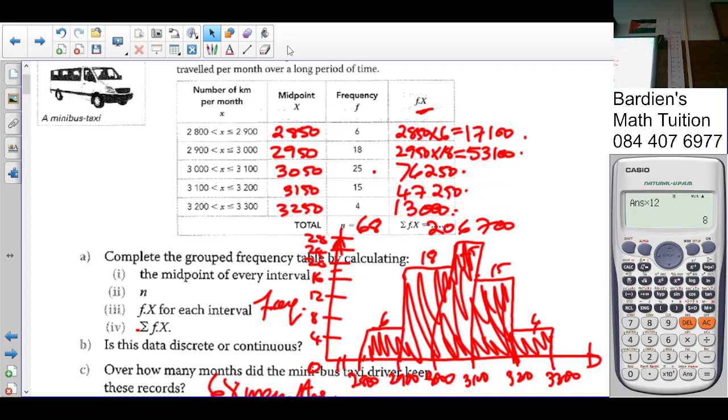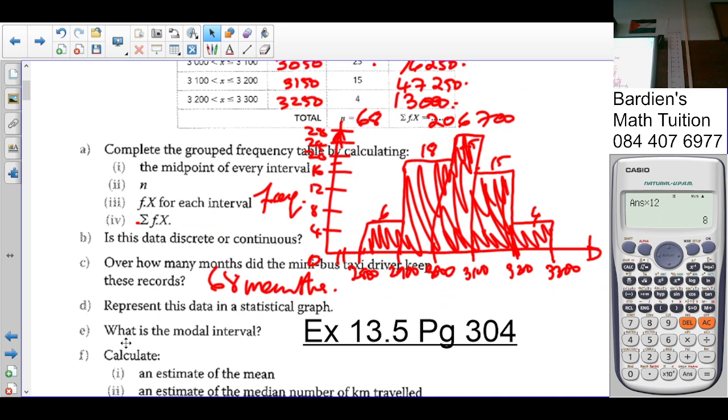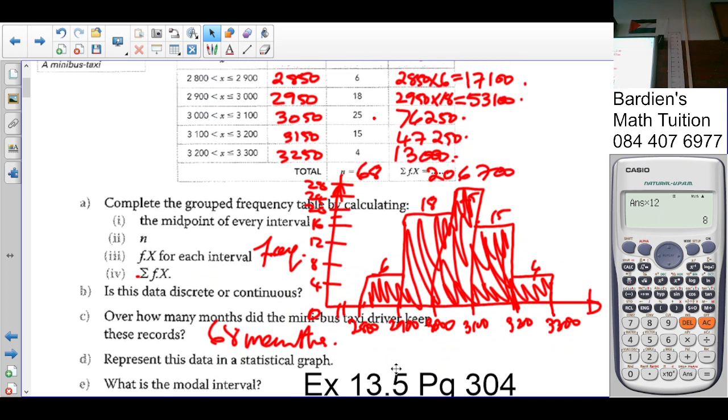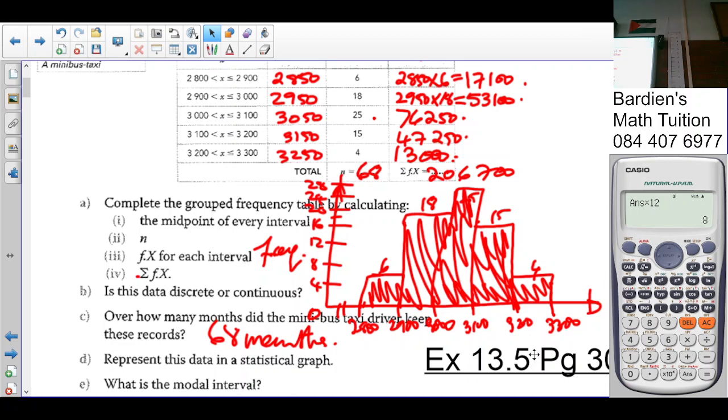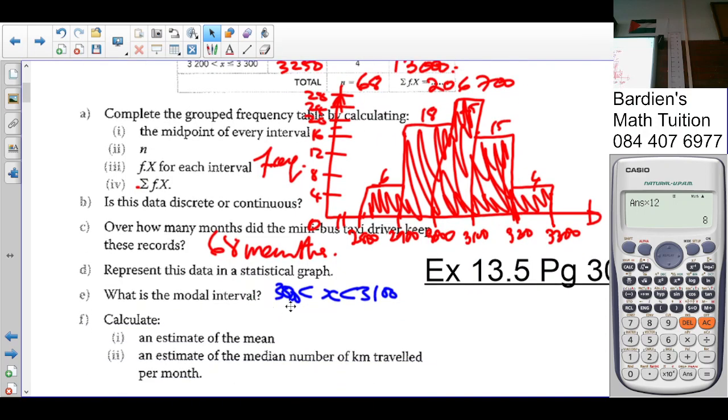do you guys understand? Any confusion thus far? No? Then the next question says, what is the modal interval? So the mode is the number that occurs the most. The modal interval is the interval that has the most entries in. Not so? And which interval has the most entries? Can you see that? It has 25 entries. So it's going to be x is greater than 3,000, but less than 3,100.